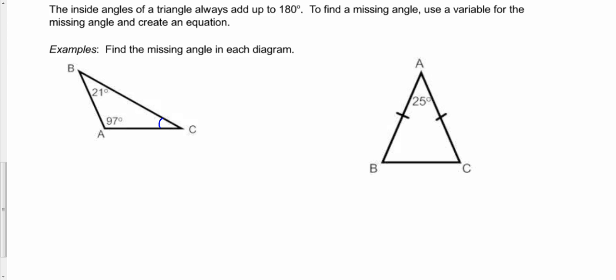And because we know that all three of those angles have to add up to 180 degrees, you can write the equation like this. You can write angle A plus angle B plus angle C equals 180 degrees. Okay, and because we know what the values of A, B, and C are, we know that the value of A is 97.